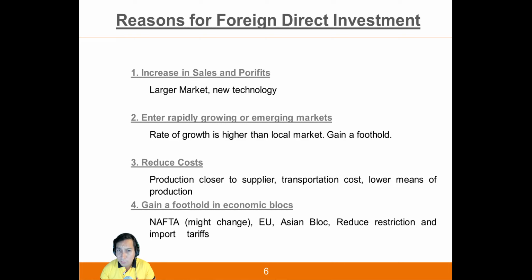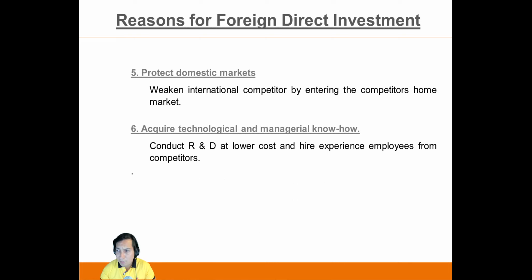Another way to move overseas is to protect domestic markets. In order to penetrate the market, you would weaken an international competitor by entering the home market of your competitor. Now they need to defend their market. They need to allocate some funds in order to protect against your investment. So this is a very strategic reason to enter for foreign direct investment.